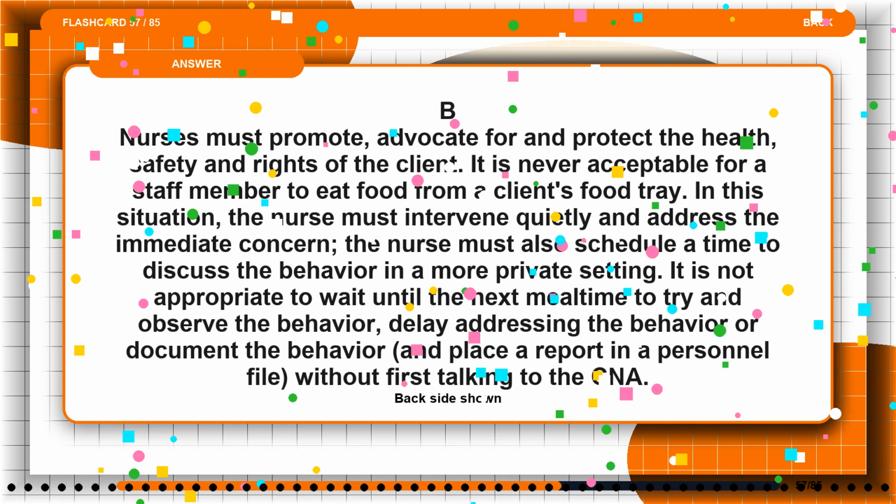The answer is B. Nurses must promote, advocate for, and protect the health, safety, and rights of the client. It is never acceptable for a staff member to eat food from a client's food tray. In this situation, the nurse must intervene quietly and address the immediate concern. The nurse must also schedule a time to discuss the behavior in a more private setting. It is not appropriate to wait until the next mealtime to try and observe the behavior, delay addressing the behavior, or document the behavior and place a report in a personnel file without first talking to the CNA.